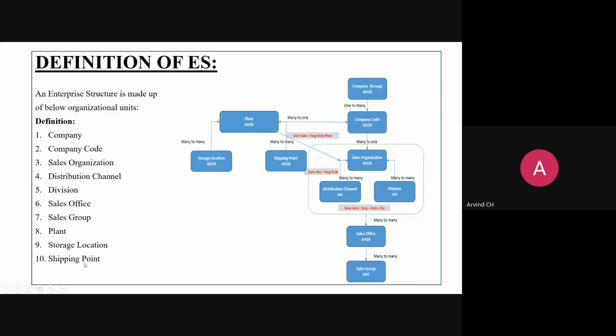What is the shipping point? The shipping point is a physical location within the plant where you do the loading and unloading operations. If you talk about the loading operations, it is the SD part, the sales part. If you talk about the unloading part, it is the materials management part. Clear? This is the definition of the enterprise structure. So we will discuss each individual organizational unit.